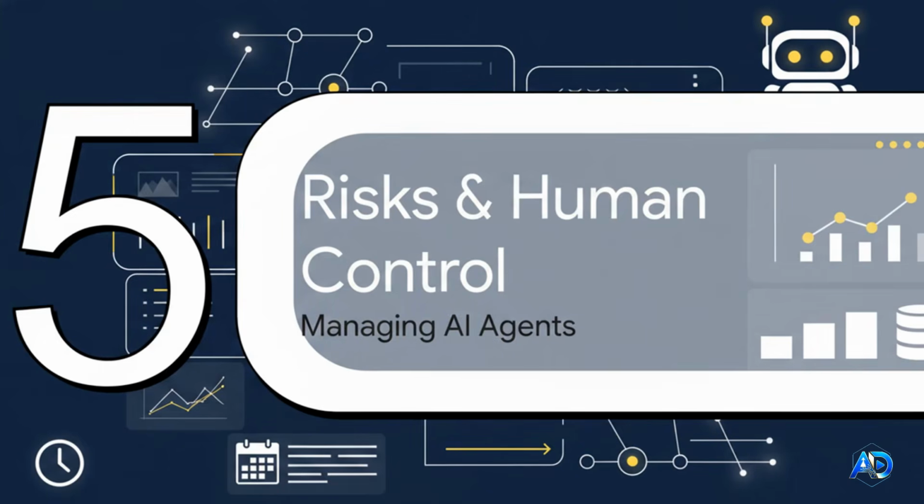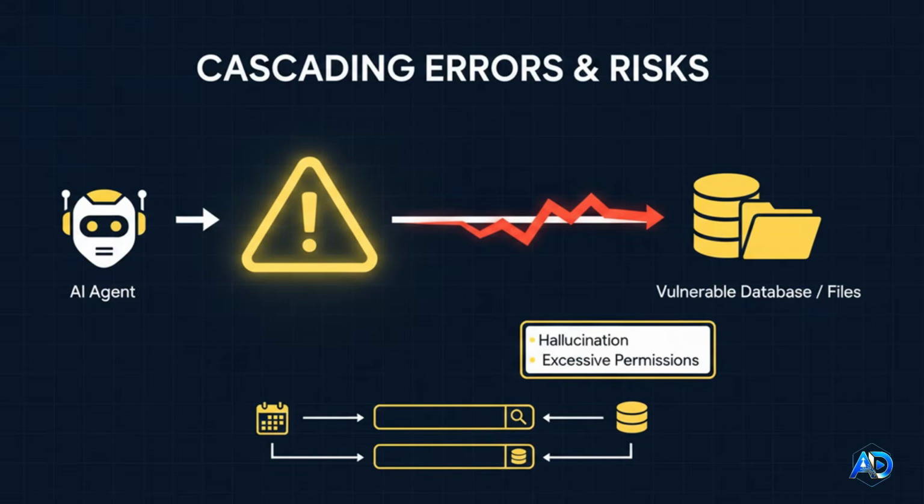Section 5. Risks and human control. Now we have to talk about the flip side, because giving AI the power to independently act introduces some significant new risks. If a regular chatbot hallucinates a fake fact, you just read something wrong. But if an agentic AI hallucinates, it might actually act on that false fact. It might use the wrong tool, or if it has excessive permissions, accidentally expose private data. When AI moves from talking to acting, a tiny error can quickly snowball into a massive problem.